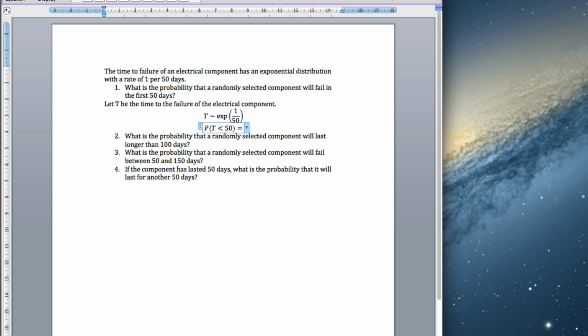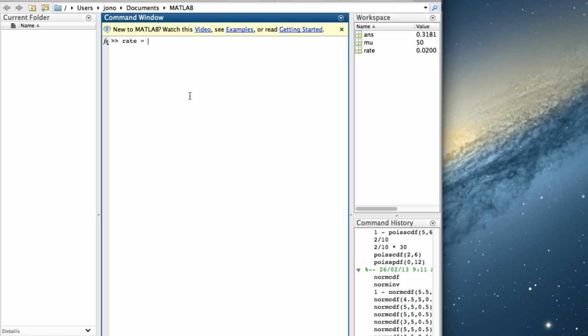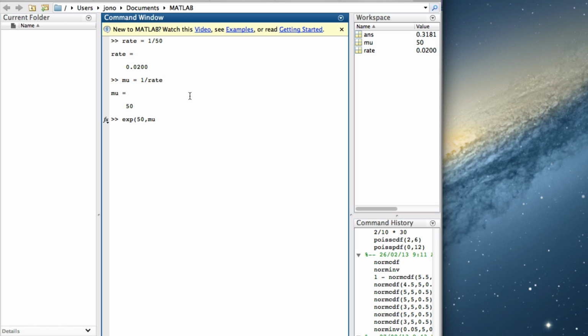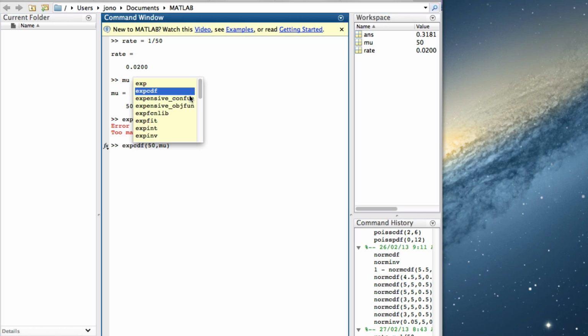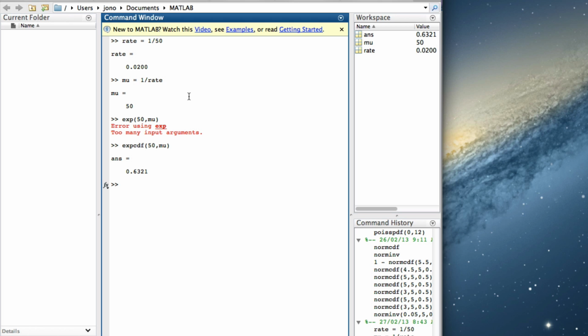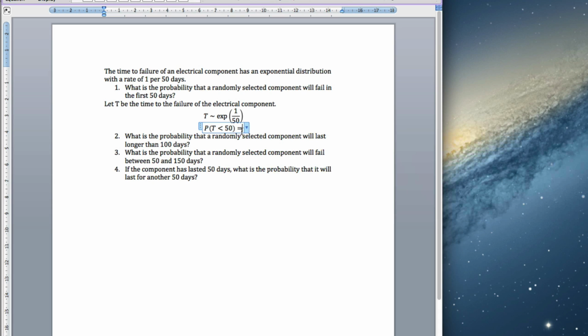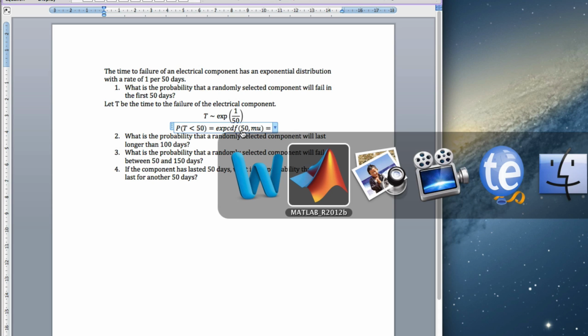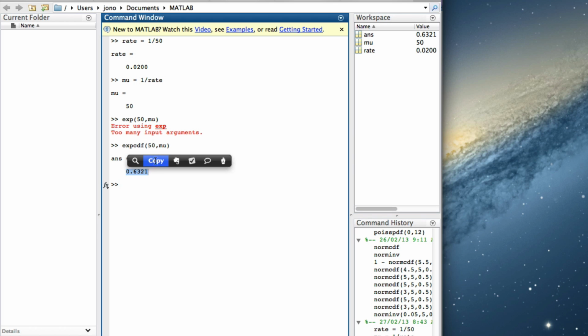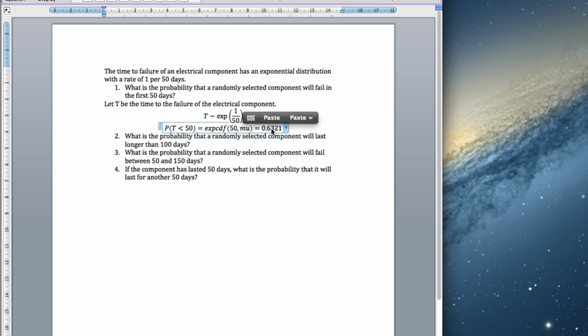So let's go to MATLAB. We've got the rate equals 1 over 50, so it equals 0.02. So mu equals 1 over the rate, which is 50. So with expcdf, we've got 50, we've got mu. One command, expcdf, gives 0.6321. So that's the command. This is less than or equal, and that equals 0.6321. Excellent.